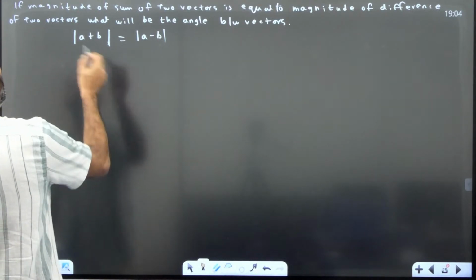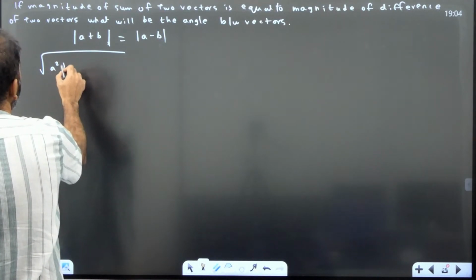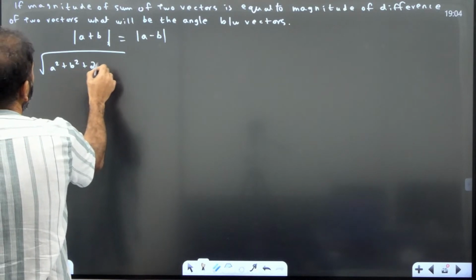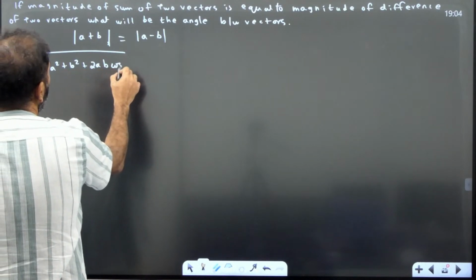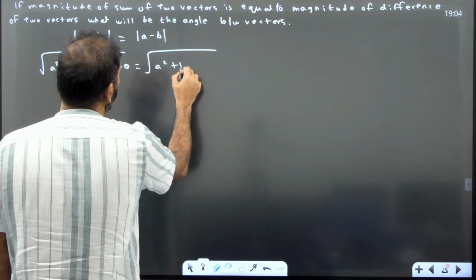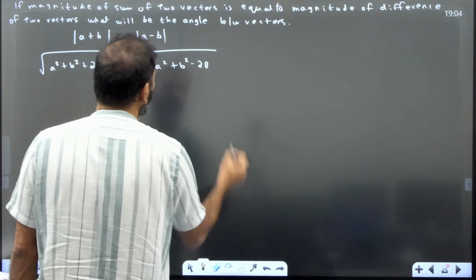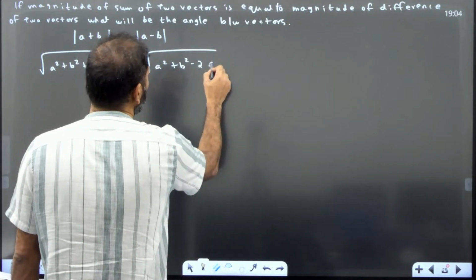But we know that, what is magnitude of A plus B? Root of A square plus B square plus 2AB cos theta. And magnitude of A minus B is what? Root of A square plus B square minus 2AB cos theta. It is given in the question that these two are equal.